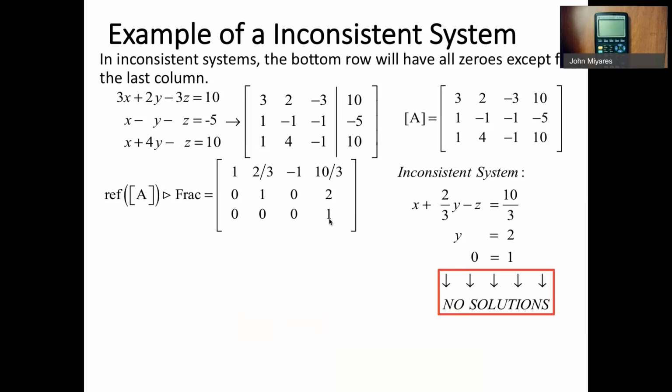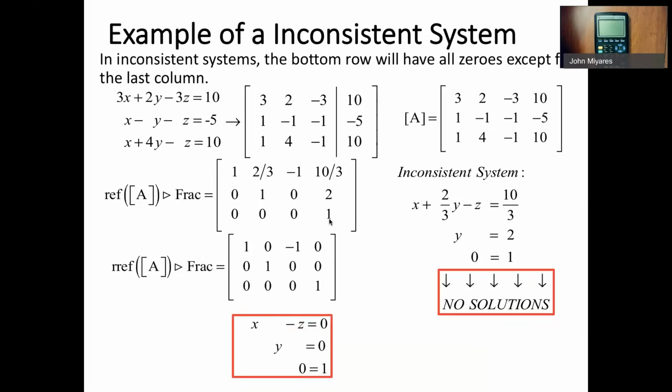If we went to the reduced row echelon form right away, we'd have something that looks like this, which will translate into the equations x minus z equals 0, y equals 0, and 0 equals 1, which again, that bottom row with the 0 equals 1 in it means that the system is going to have no solutions.